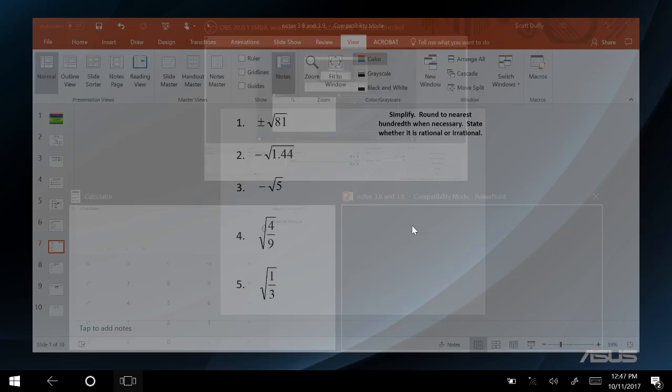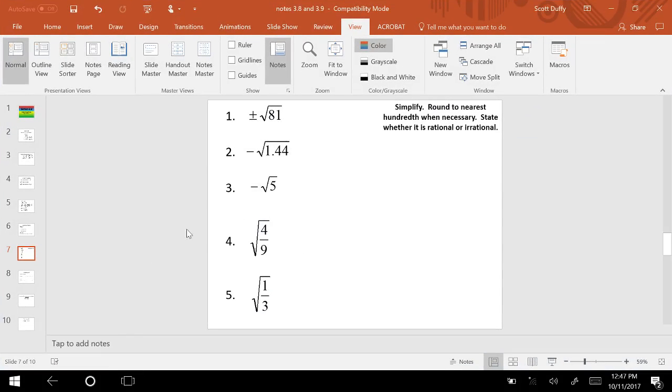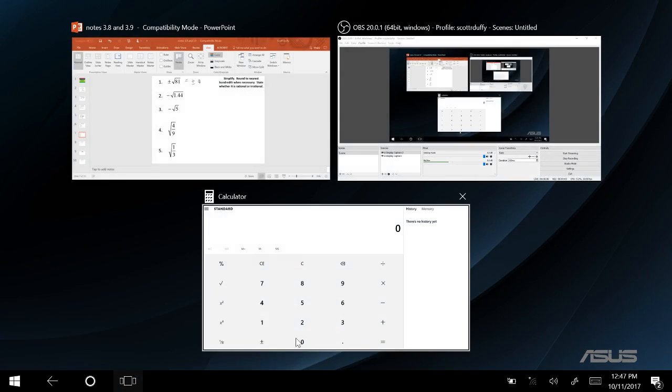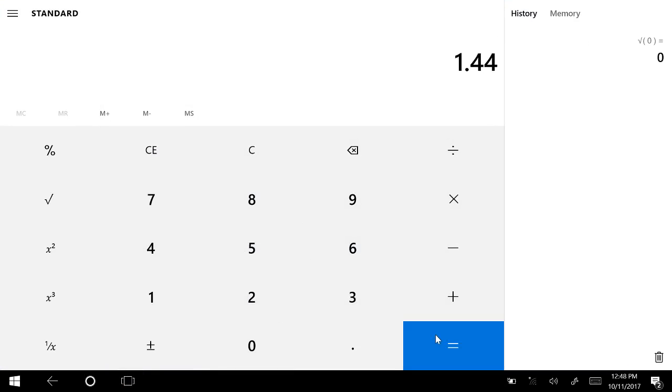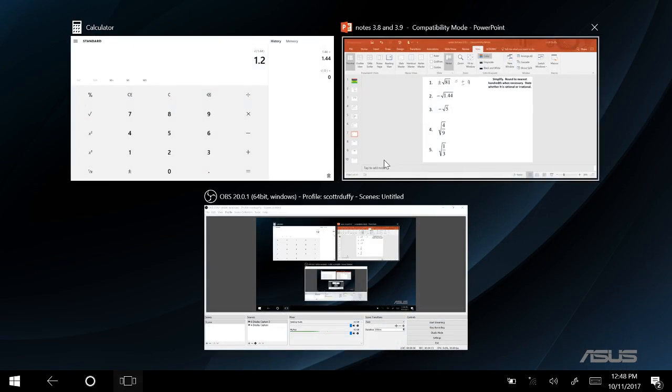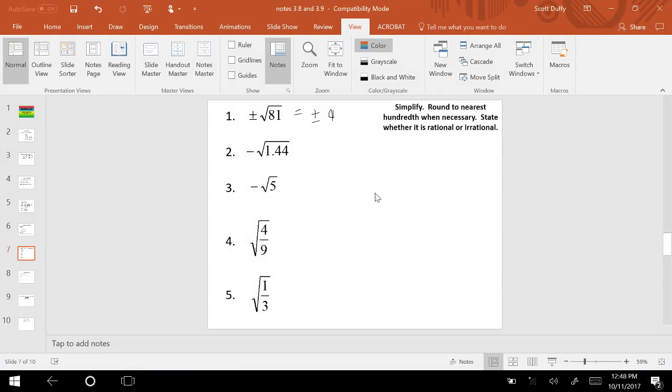Okay, so I'm going to try and finish these last couple. Positive negative square root of 81 equals positive negative 9. Now, if I want to find the square root of 1.44, I go square root of 1.44, which equals 1.2. But I'm asking for the negative version of that.